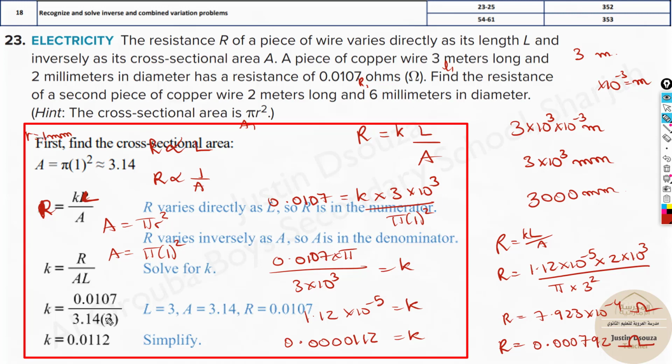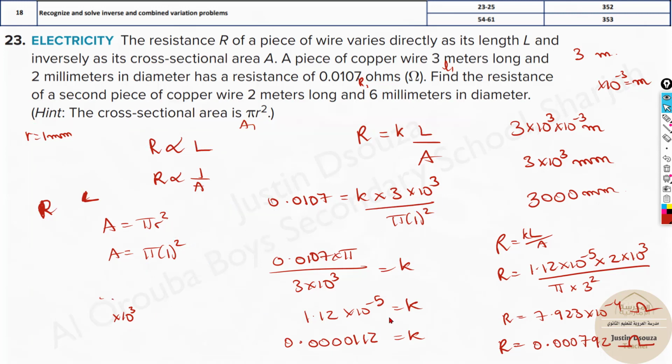I just realized it. This cannot be 3. This is 10 to the power 3. They are missing this 10 to the power 3 because you cannot have one in millimeter and one in meters. Both must be in the same units. Because they have used 3.14, that means pi into 1 square, here the area is in mm. This also must be in mm. So this is the correct answer that I've written.